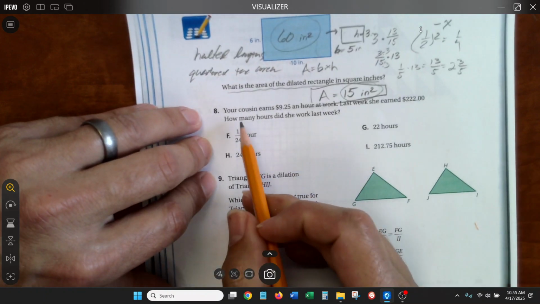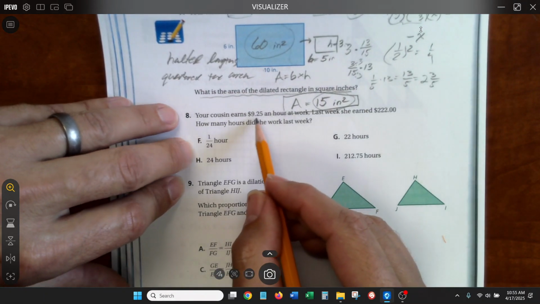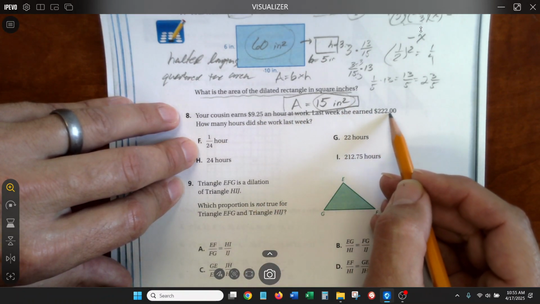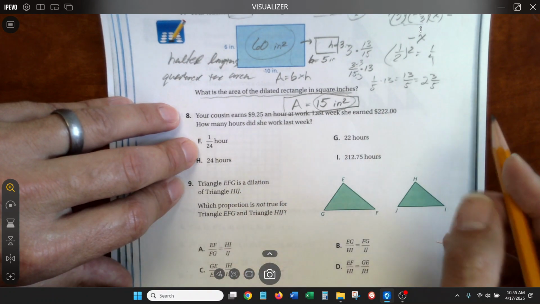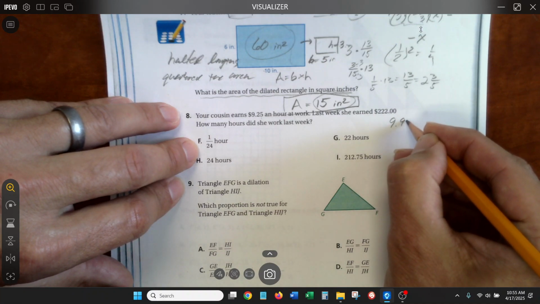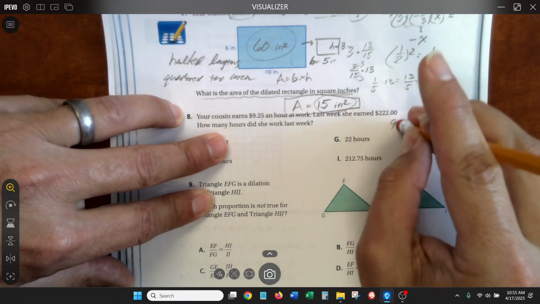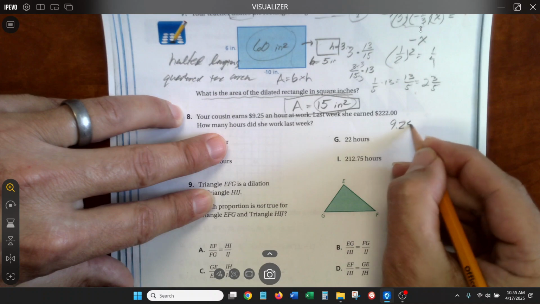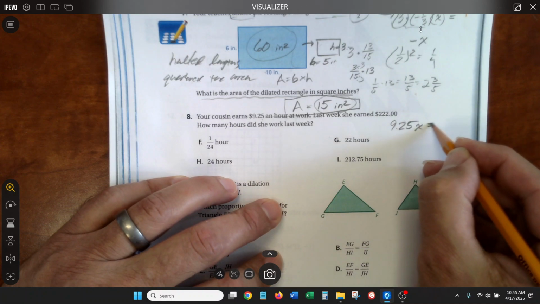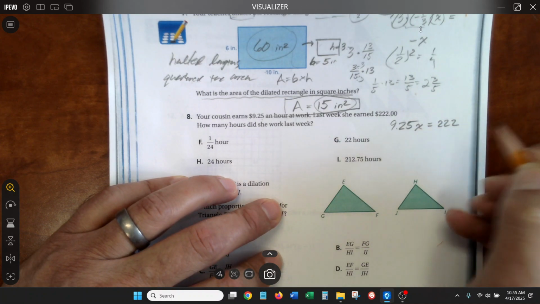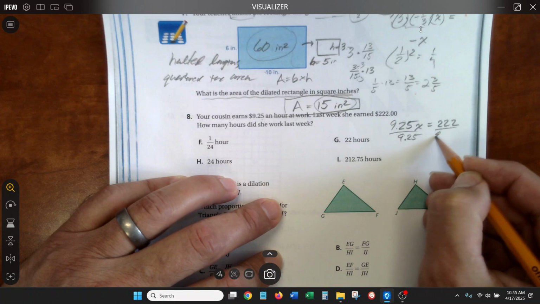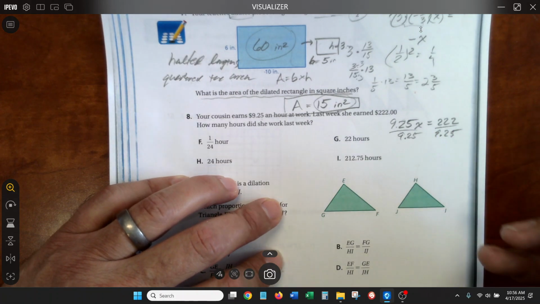Okay, the number 8, your cousin earns $9.25 an hour at work. Last week she earned $222. How many hours did she work last week? So this is simply her hourly rate, $9.25 times the number of hours she works, so let that be equal to X, equals her total earnings, $222. So we're going to divide both sides by 9.25. So this is really just a division problem.